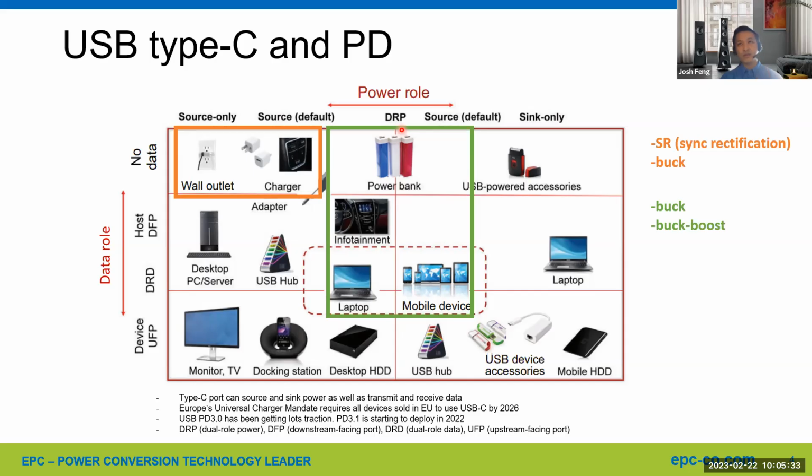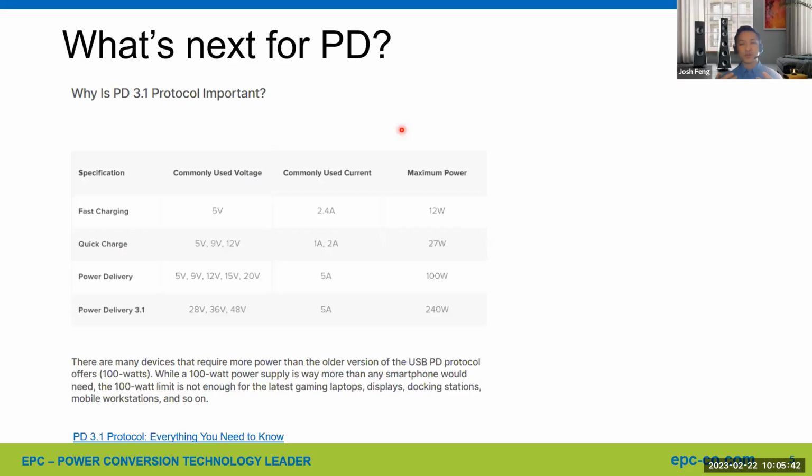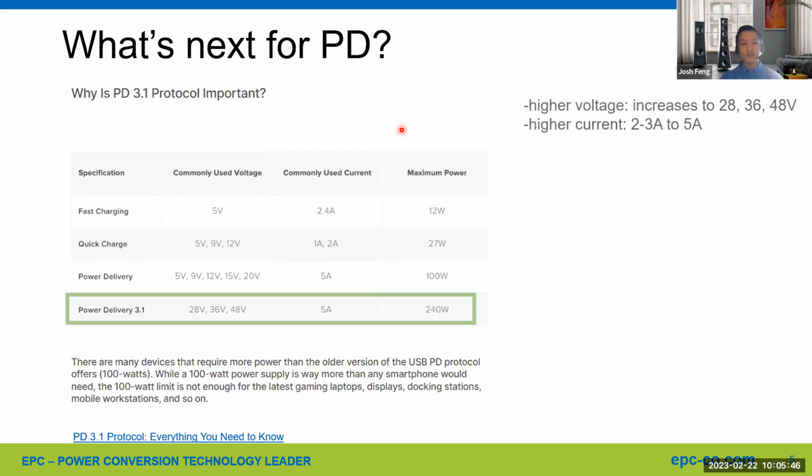Now, the question is, okay, great, 3.0 is good. What's next for PD? This is a refresher for this audience who are not familiar with PD. The next move is actually PD 3.1. The current will be increasing from a conventional 2 to 3 amps to 5 amps. The voltage side will increase to 28 volts.